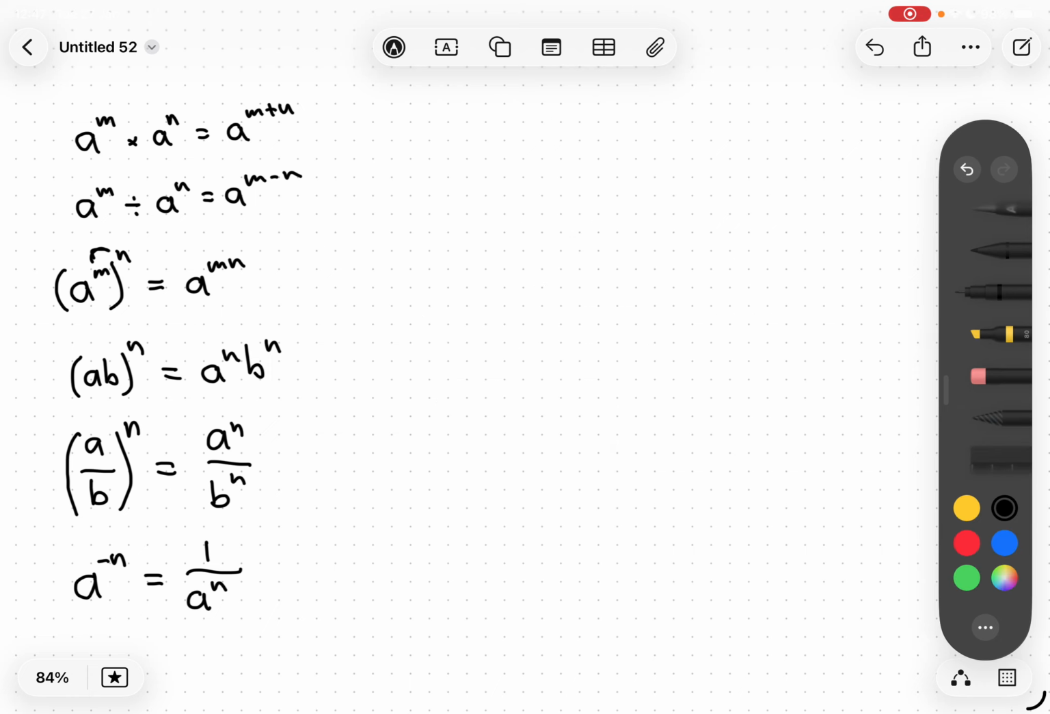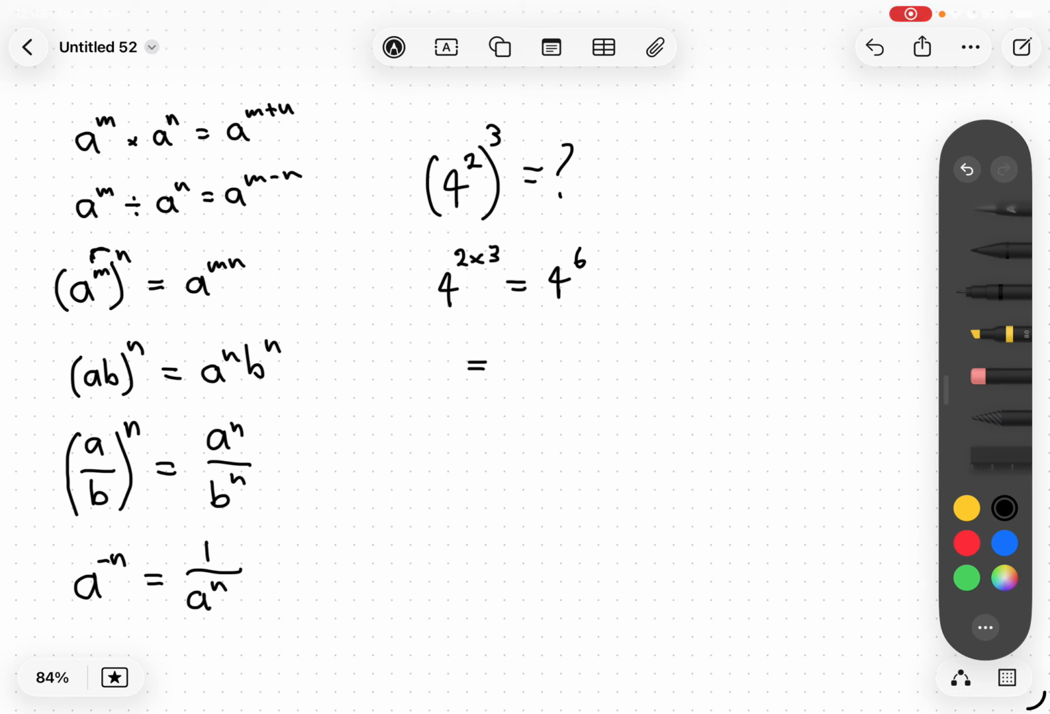Next question. We're going to go 4 squared raised to the 3. You can pause the video and see if you can figure it out. So now let's work through it. Because this is the m times n one, we're going to do 4 to the power of 2 times 3, which is equal to 4 to the power of 6.